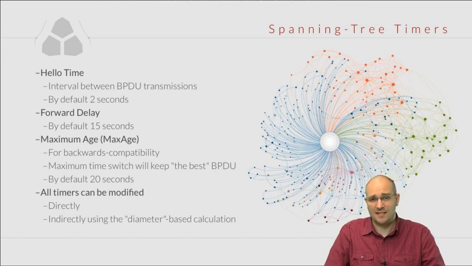There is also the maximum age, the max age timer, which is mostly used for backwards compatibility with the traditional spanning tree. It is also, by default, 20 seconds. All of these timers can be modified, either directly in the case of the forward delay and max age, or indirectly using the diameter-based calculation for max age and forward delay. And of course, the hello time can only be modified directly. I have explained in great detail the calculation based on the diameter in the video that discussed the per VLAN spanning tree.